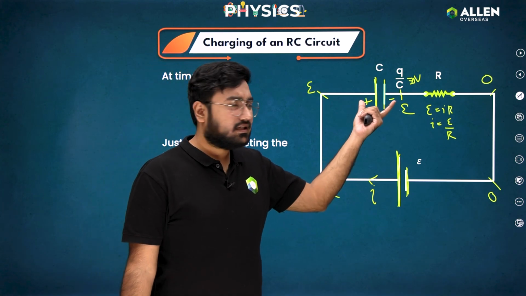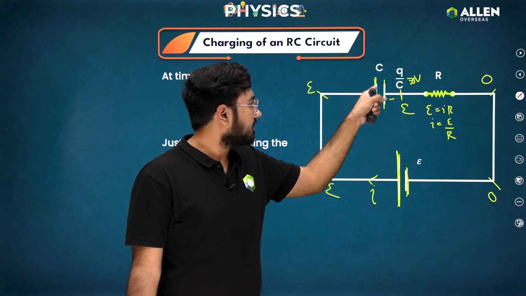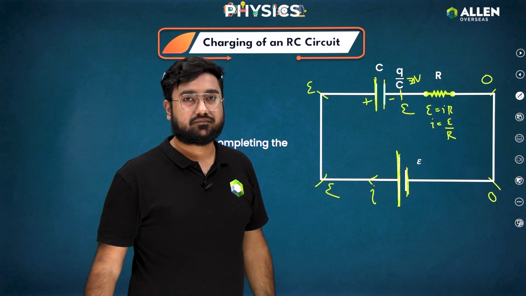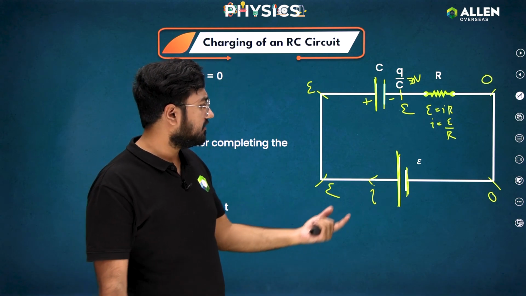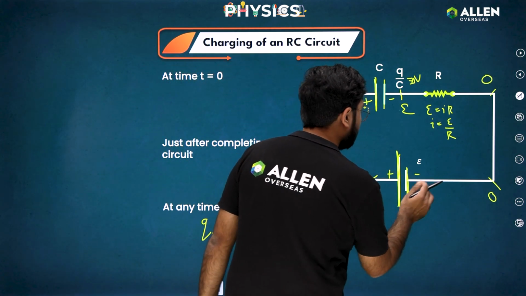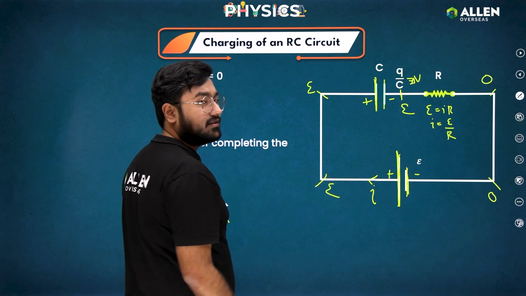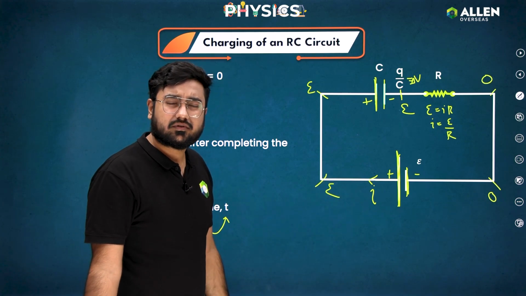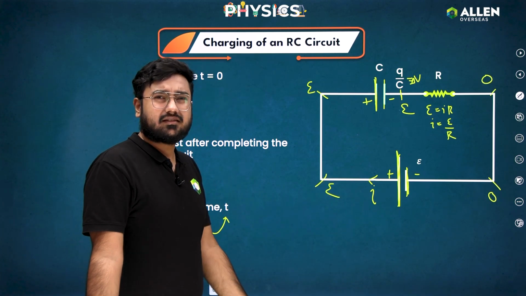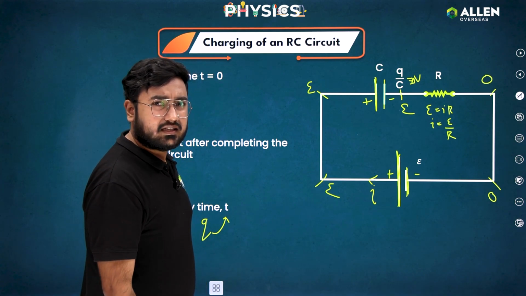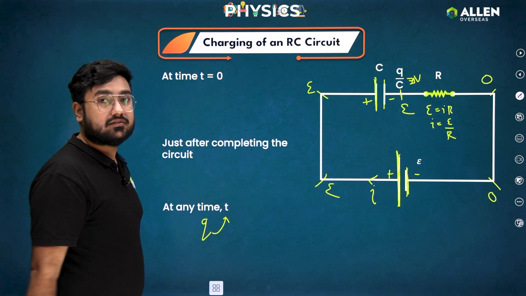There is no connection between the two plates. So if the potential difference across the battery is equal to the potential difference across the capacitor, the current is going to stop. Simple. That is the general realization that I have. Let us realize this thing mathematically.